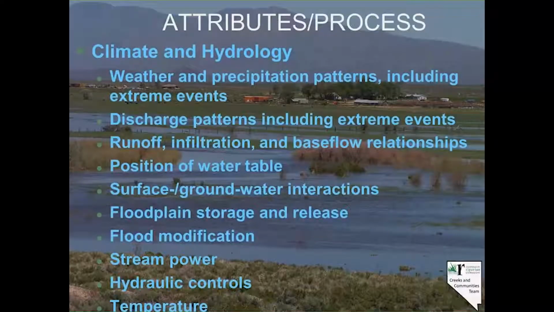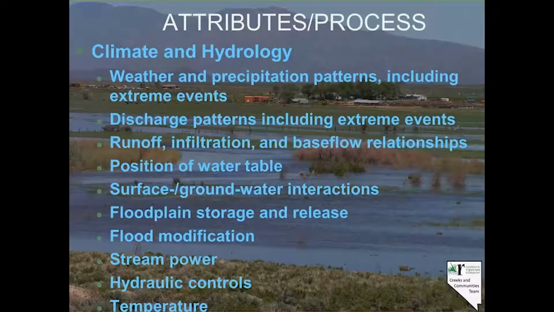What are we looking at to help define our system in regard to when we get water, how we get water, how long that water sticks around, and how it moves through the system? So are we snowmelt dominated? Are we thunderstorm dominated? Do we have a lot of spring inputs so that our discharge is fairly constant throughout the year? What's that runoff, infiltration, and base flow relationship?